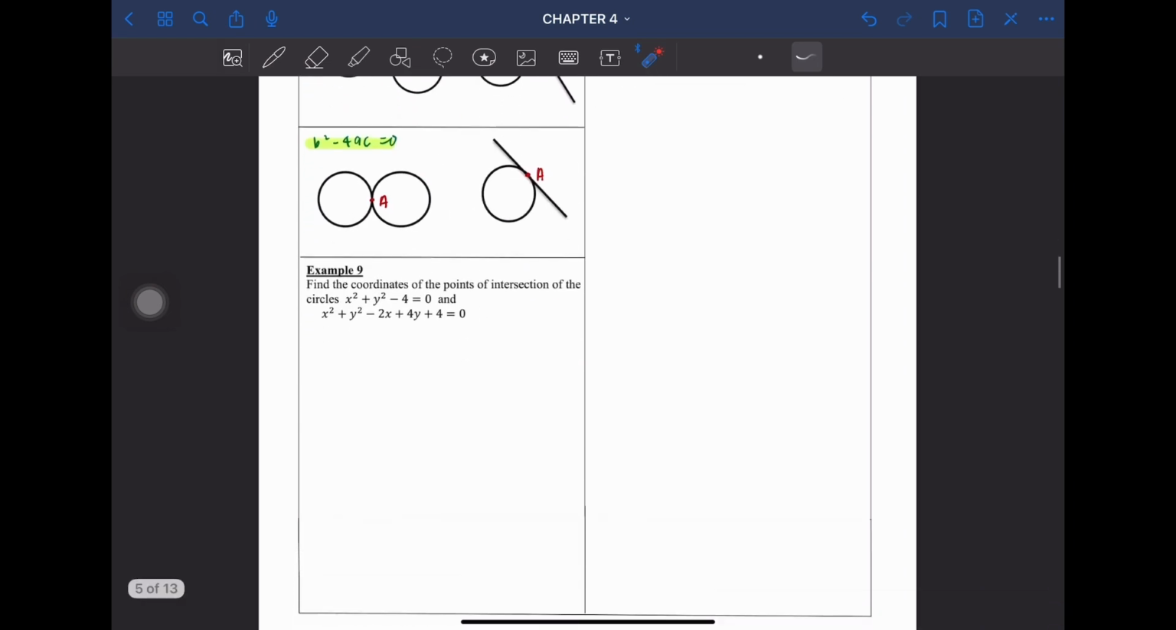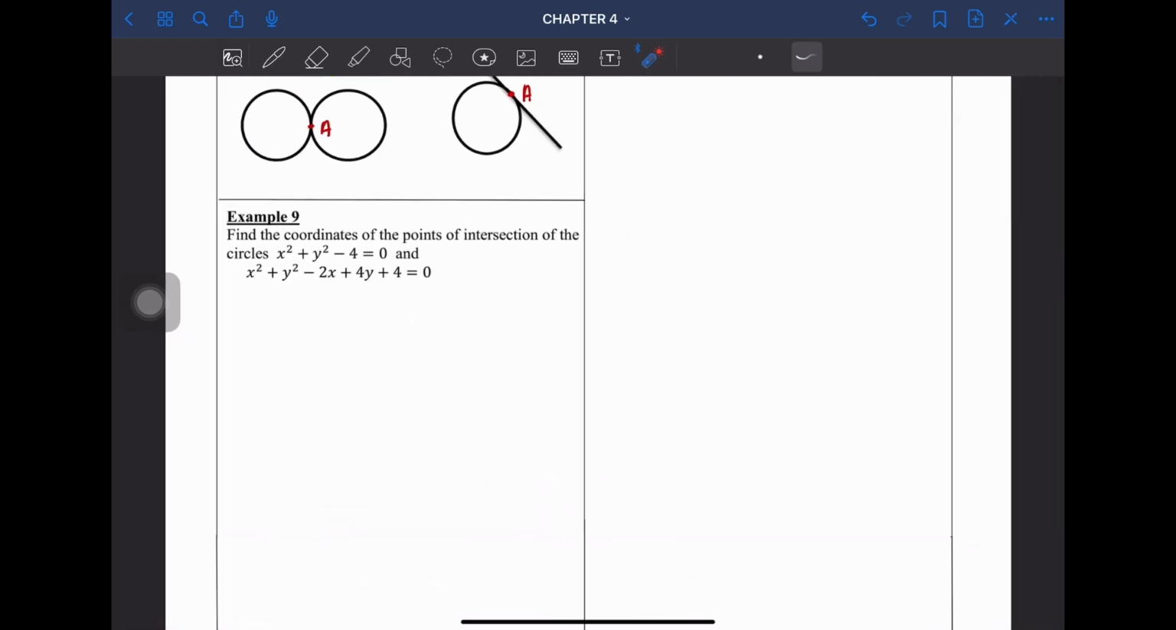Okay, so we go through example 9 to find the coordinates of the point of intersection of the circles. So we have two equations of circles, and we need to find the point of intersection. So we just need to solve them simultaneously. The first one is x squared plus y squared minus 4 equal to 0. This is your first equation. And then we have x squared plus y squared minus 2x plus 4y plus 4 equal to 0. This is your second equation.